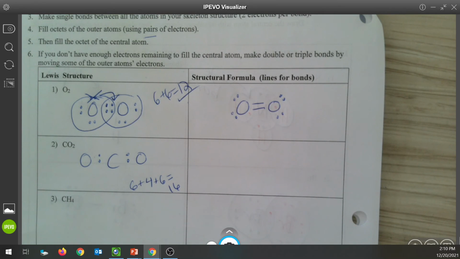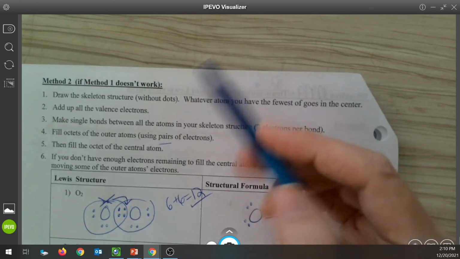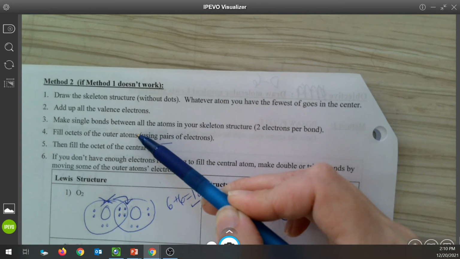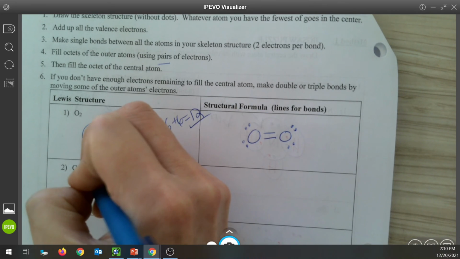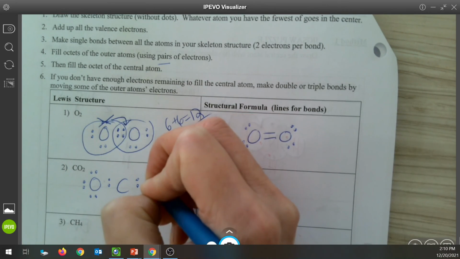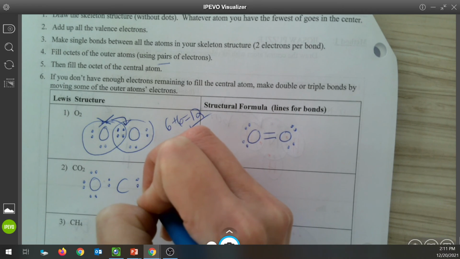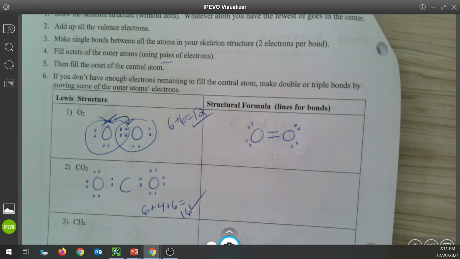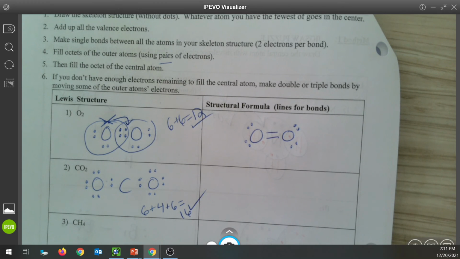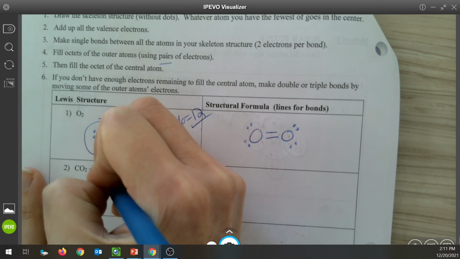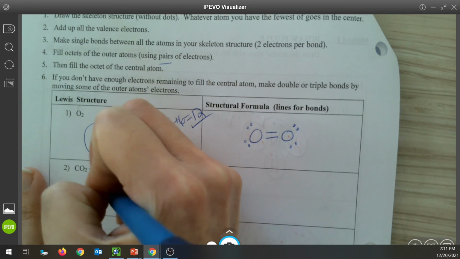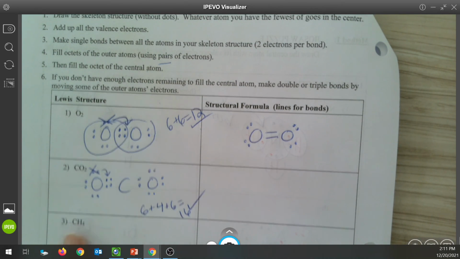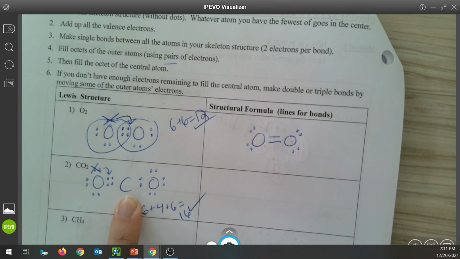What do I fill next, the central or the outer? Outer, and then central. Always start with outer, and then if you have some left, fill central. So start with the outer. 5, 6, 7, 8, 9, 10, 11, 12, 13, 14, 15, 16. Put a check mark. We used up all 16. Is that carbon stable? No. So look at the atoms that have enough and move some more electrons to the middle. Cross these out, move them to the middle. So this oxygen still has 8. Now the carbon has 6 instead of 4.